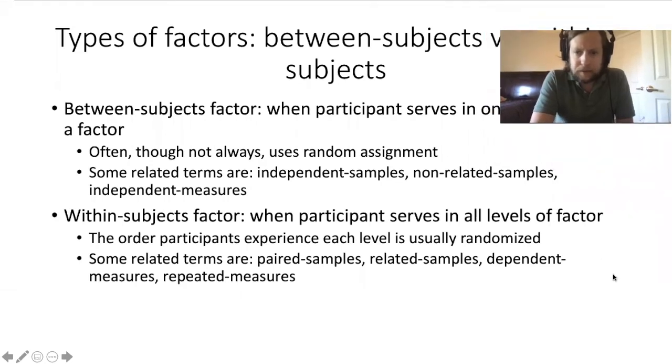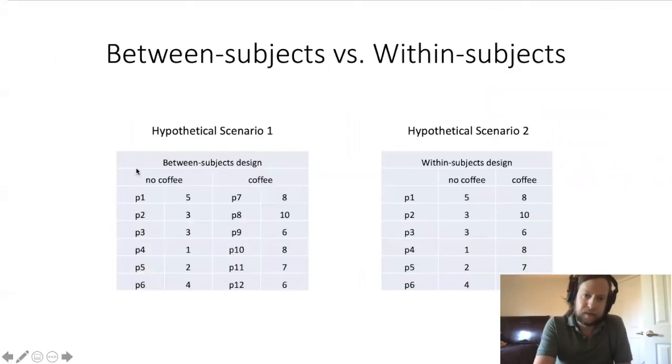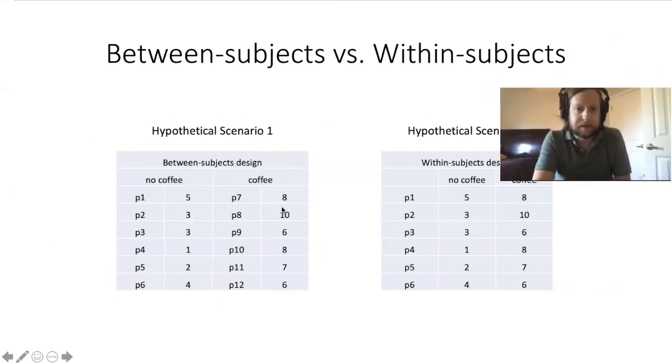So the difference between a between subjects factor and a within subjects factor. In a between subjects factor, a participant is in one condition only, whereas in a within subjects factor, each participant is in all of the conditions of a given factor. And so I mentioned here on these hypothetical scenarios, this is a between subjects factor here. Amount of coffee is a between subjects factor here. Amount of coffee would be a within subjects factor in this scenario right here.